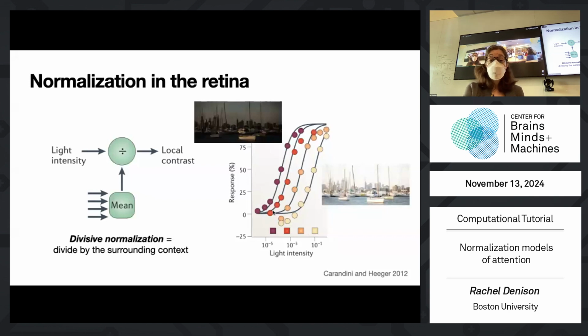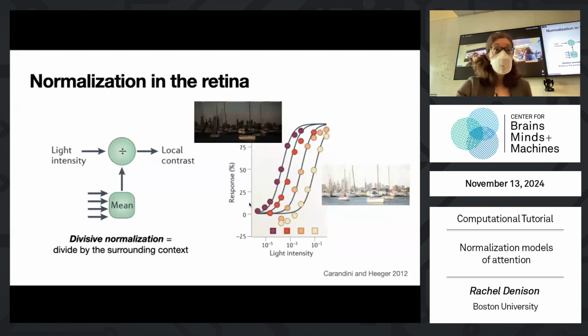Okay. And what you can see happens is that under high levels of overall illumination, a given neuron's response is going to shift its response curve so that the most sensitive region is lining up with the mean level of illumination. So it's shifting that curve to the right under higher levels of illumination, and it's shifting that curve to the left under lower levels of illumination.